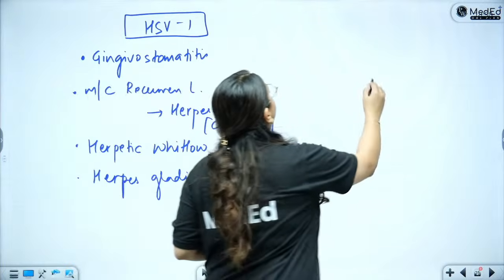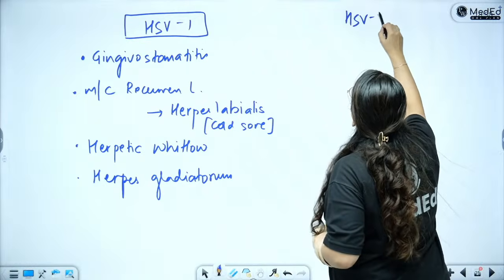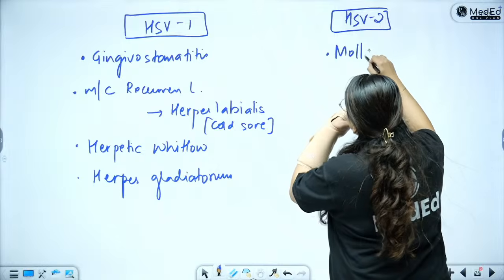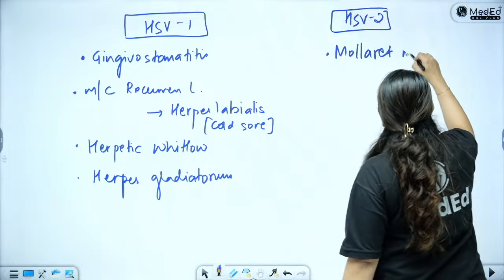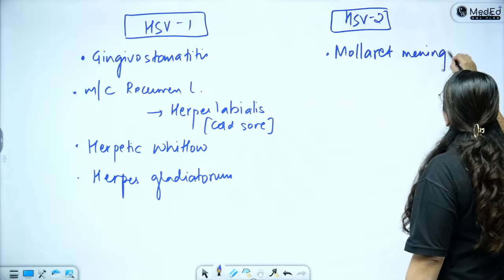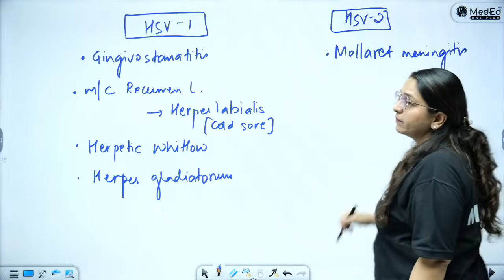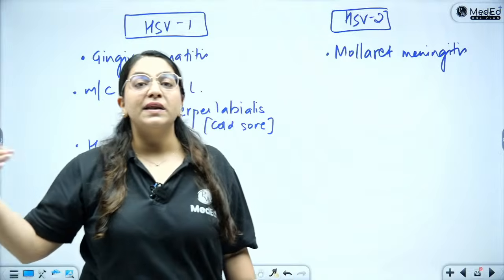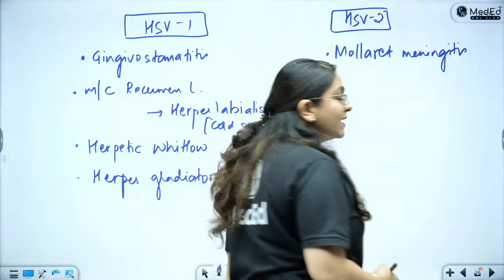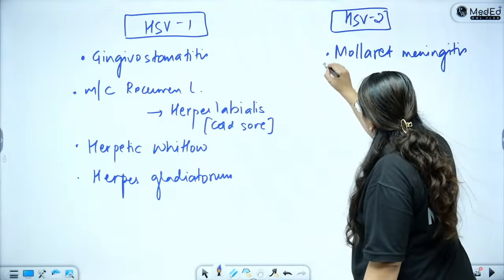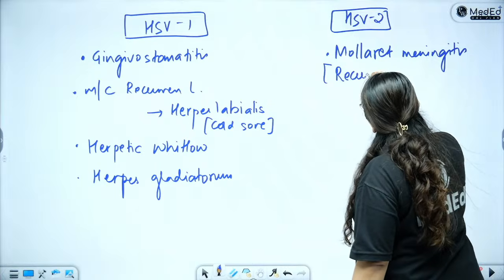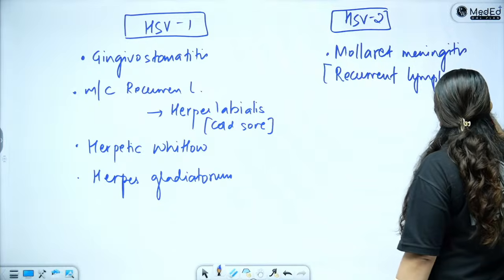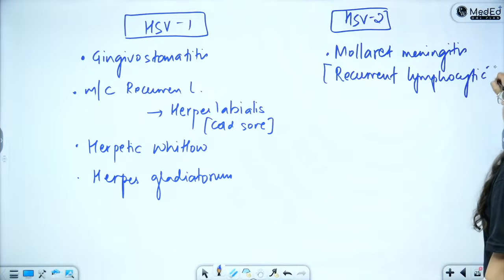What happens in herpes simplex 2? Herpes simplex 2 leads to, in the CNS, Mollaret meningitis. What is Mollaret meningitis? Recurrent lymphocytic meningitis. The child will keep on presenting with recurrent episodes of meningitis, and every time there is meningitis, there is lymphocytosis. So it is recurrent lymphocytic meningitis, which is Mollaret meningitis.